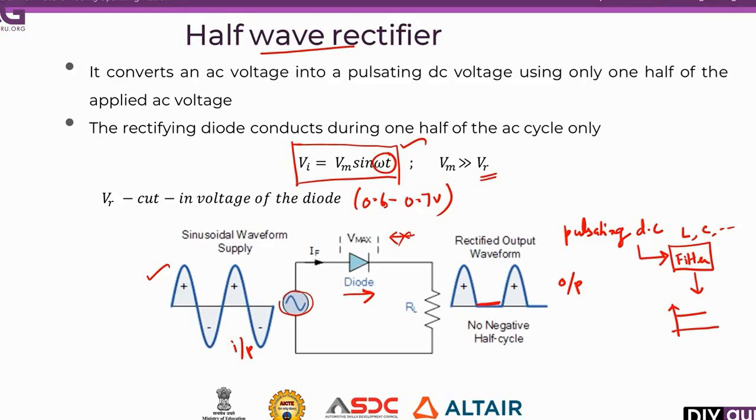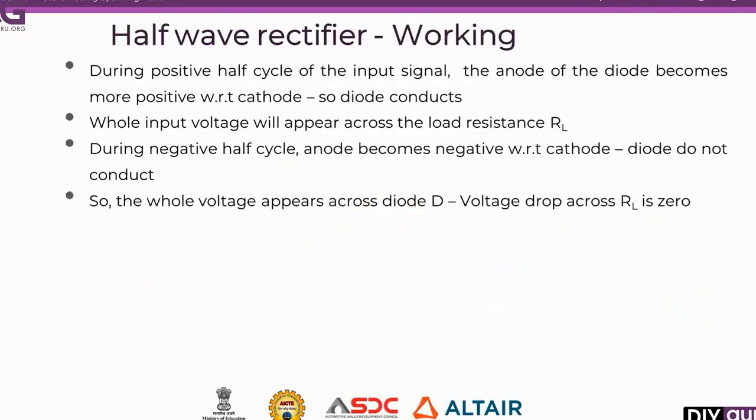Coming to the working of the half wave rectifier, I will first draw the circuit here. You will be having a diode here. You will be having a resistor. The resistor is nothing but the load. This can be an R load, RL load, or RLE load, different types of load. This can also be a circuit, or it can also be a battery or a motor, etc.